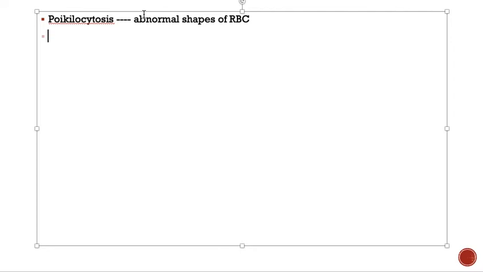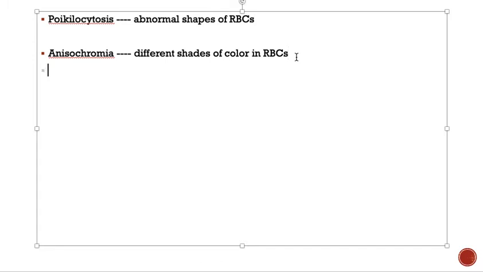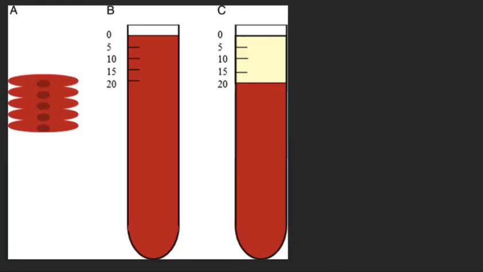Then there is something called anisochromia. Remember, it is related to color. It occurs when there are different shades of color in RBCs. Both of them are present in iron deficiency anemia, right? Both of these are features of iron deficiency anemia. So guys, again, I will show you some of the things over here.